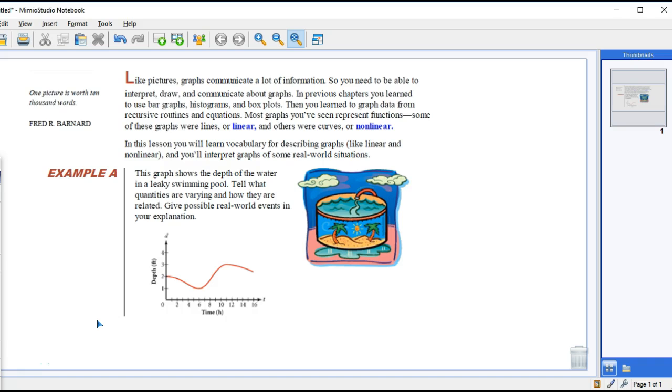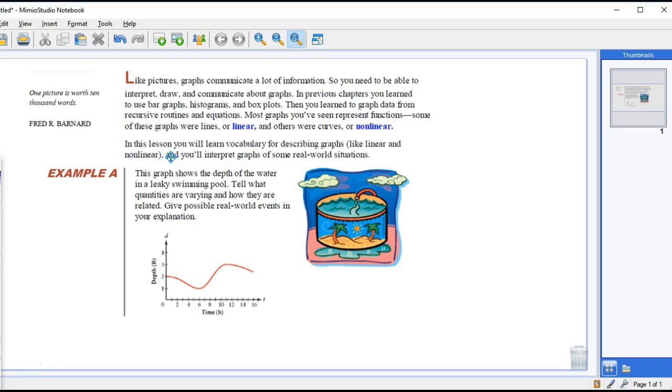Everybody, here is example A from 7.3 and it deals with real-world graphs. Like pictures, graphs communicate a lot of information. So you need to be able to interpret, draw, and communicate about graphs. In previous chapters, you learned to use bar graphs, histograms, and box plots. Then you learned to graph data from recursive routines and equations. Most graphs you've seen represent functions. Some of these graphs were lines or linear, and others were curves or nonlinear.